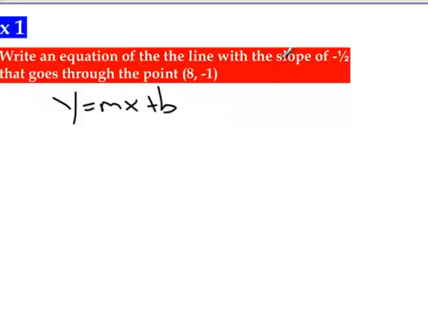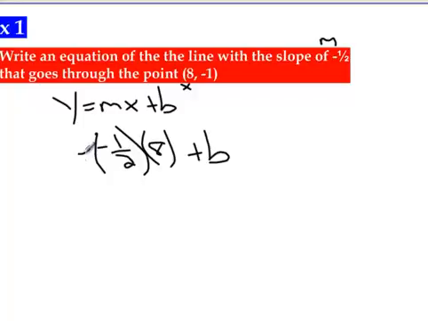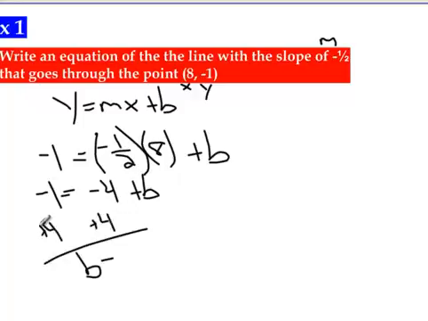We're going to plug in everything that we know. The slope, m, is negative 1/2. Negative 1/2 goes in for m. The x value is 8. I don't know what b is, that's what we have to find out, the y-intercept. And the y value is negative 1. So I have negative 1 equals negative 4 plus b. And if you remember from way back in your summer work, we're going to add 4 and add 4. So the b value itself is 3.